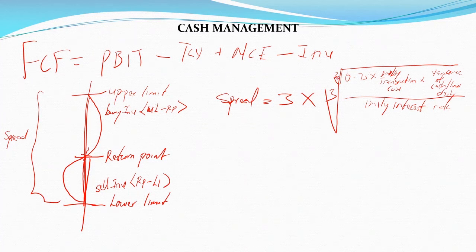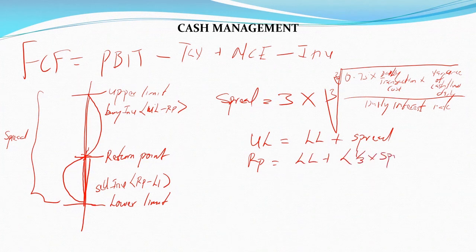So once I have my spread, I can determine my upper limit. My upper limit should be lower limit plus the spread. My return point should be lower limit plus 1/3 of the spread, on the assumption that my lower limit will be given. Let's quickly look at an illustration to buttress the issue about Miller-Orr. Don't forget, Miller-Orr is all about setting upper, lower, and a return point. The formula for spread will be given, but you won't be given the formula for upper limit and return point.